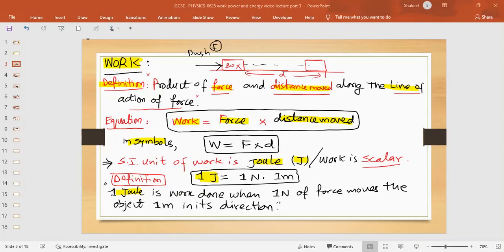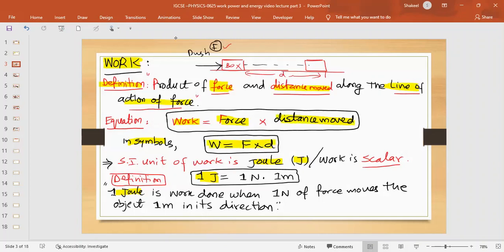Okay, so when you push the box with a force F to a distance d, you have done some work, and that work is equivalent to the product of force and distance moved along the line of action of force. So that's how we define it. Work equals force into distance moved.